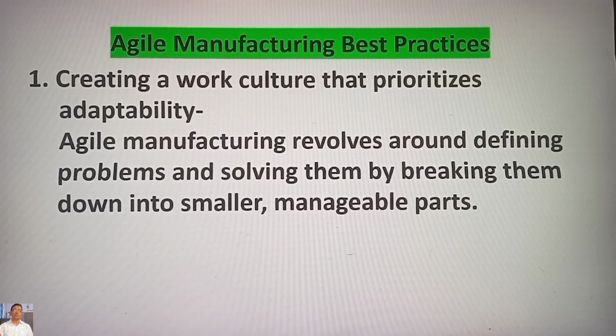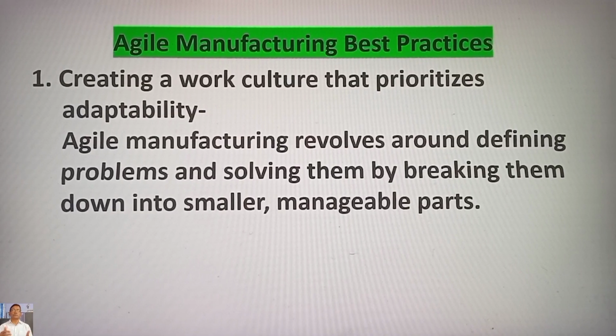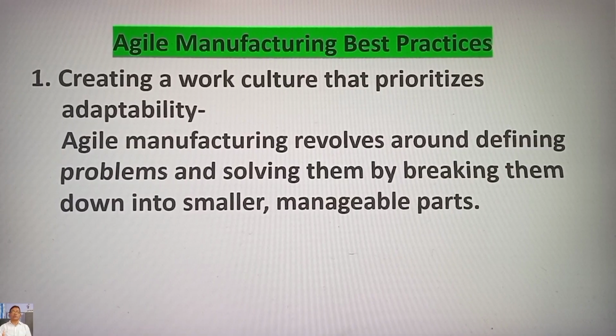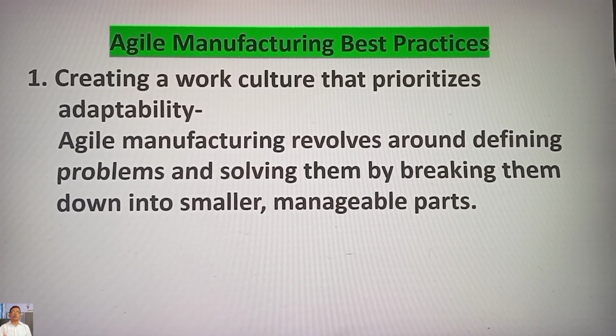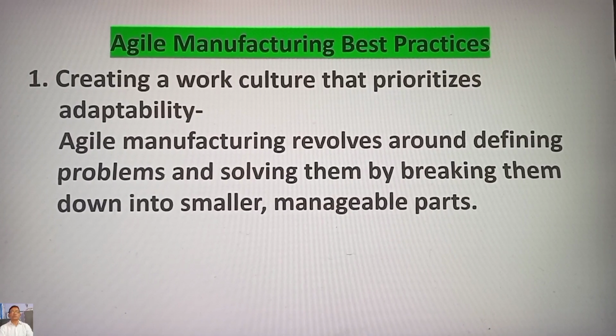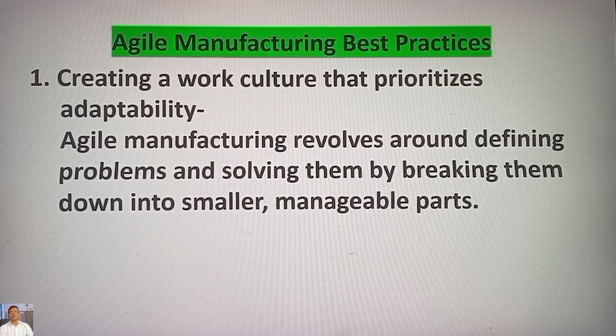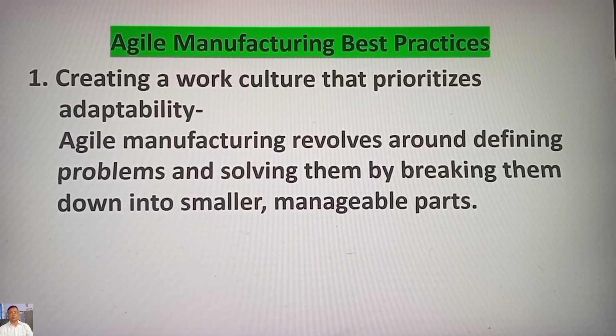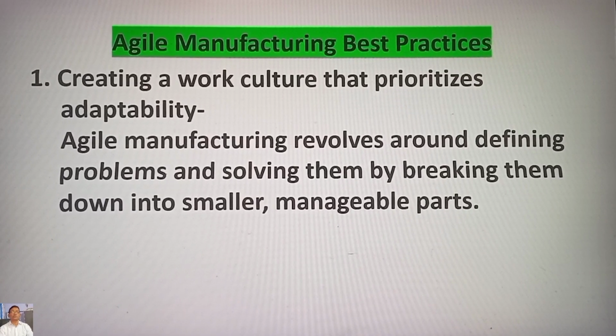First, creating a work culture that prioritizes adaptability. Agile manufacturing revolves around defining problems and solving them by breaking them down into smaller, manageable parts. Therefore, fostering a work culture that prioritizes adaptability is essential. Central to this is the value placed on data.